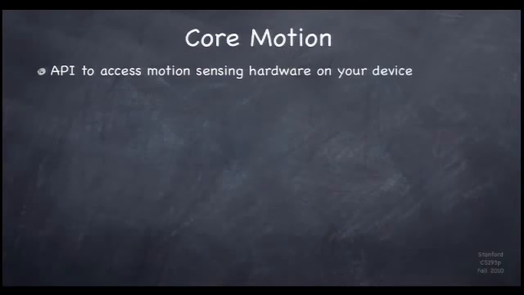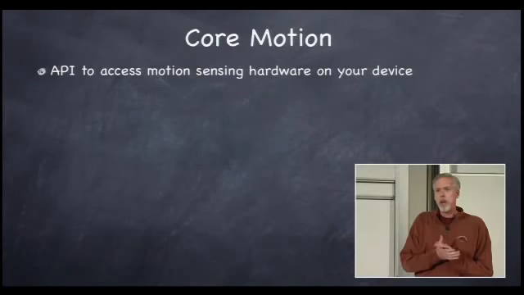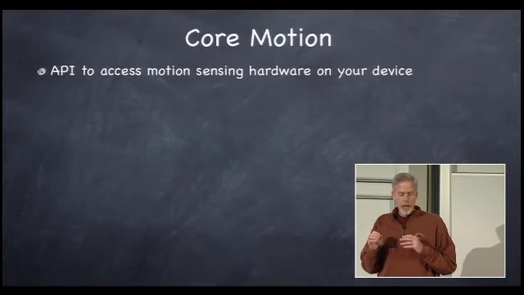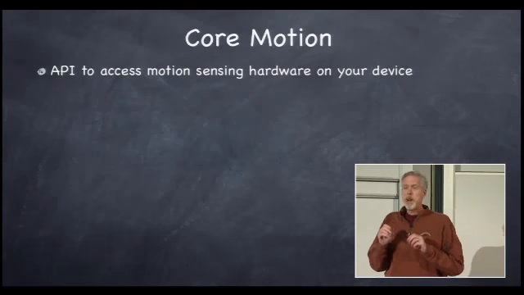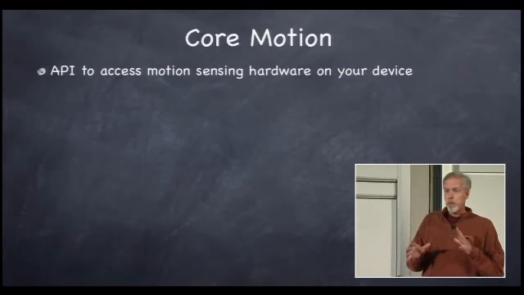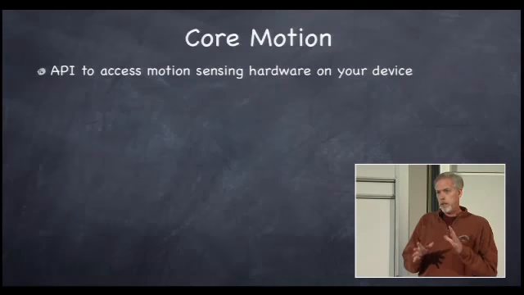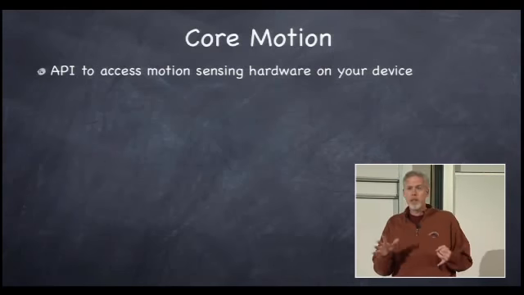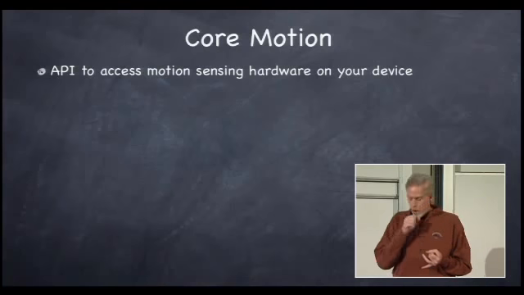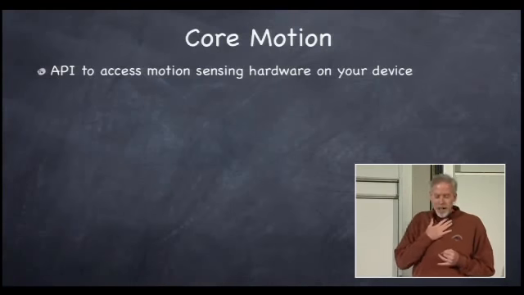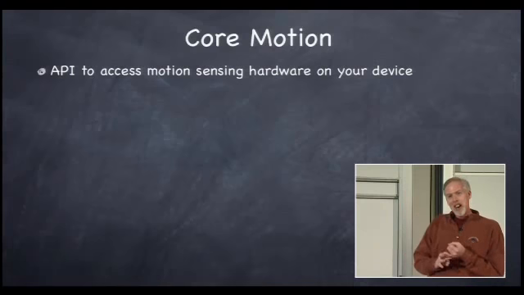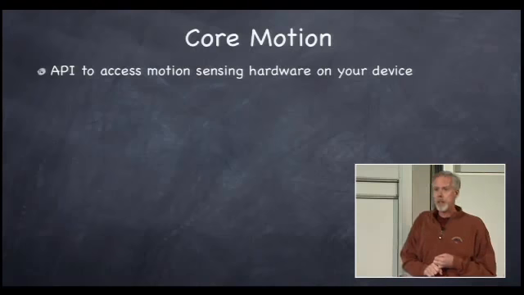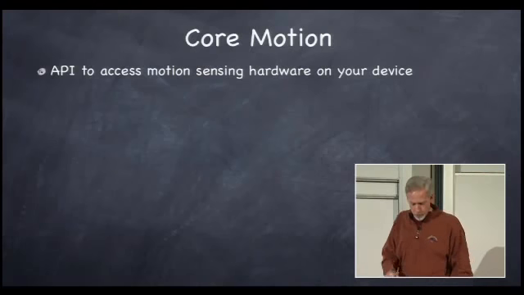All right, so the main thing here I wanted to talk about is core motion. So core motion is an API to access any motion sensing hardware on your device. And the primary motion sensing hardware things that come with these devices is an accelerometer, which almost all the devices have, if not all the devices. And a gyro, which only the newer ones have. iPhone 4 and the new iPod Touch have a gyro. Okay?